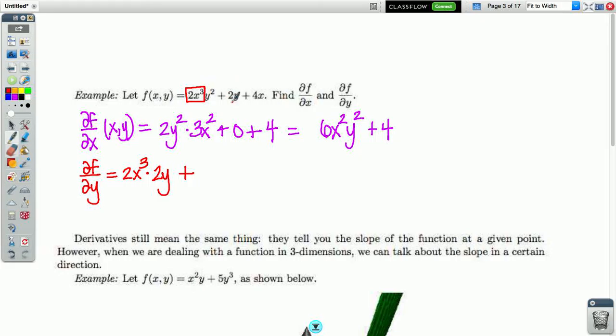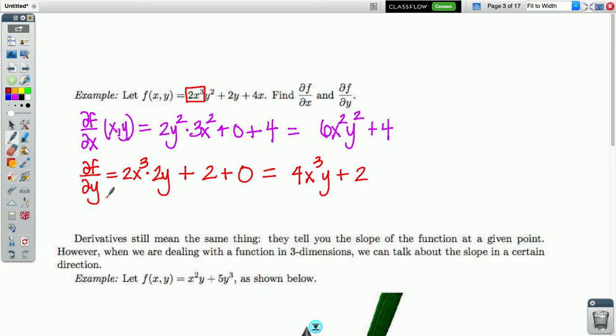And then I differentiate my second term like normal. So 2y differentiates to 2, and then 4x, I don't see any variables there because I'm only looking for y's, so that last term differentiates to 0. When I simplify this whole thing, I get 4x cubed y plus 2. Again, this is just another two-variable function that gives me the partial of f with respect to y. You can say partial derivative, or you can just say partial.